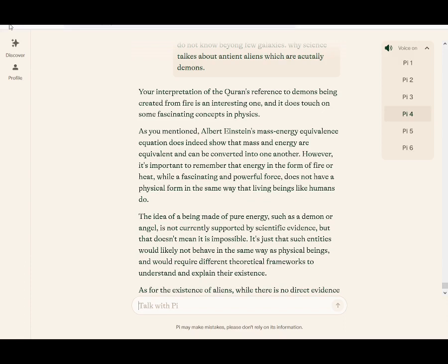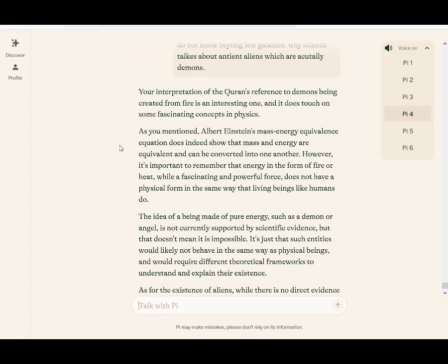The idea of a being made of pure energy, such as a demon or angel, is not currently supported by scientific evidence, but that doesn't mean it is impossible. It's just that such entities would likely not behave in the same way as physical beings and would require different theoretical frameworks to understand and explain their existence.